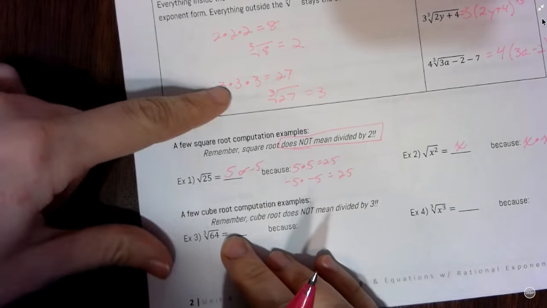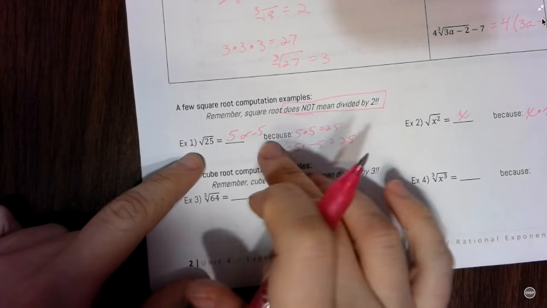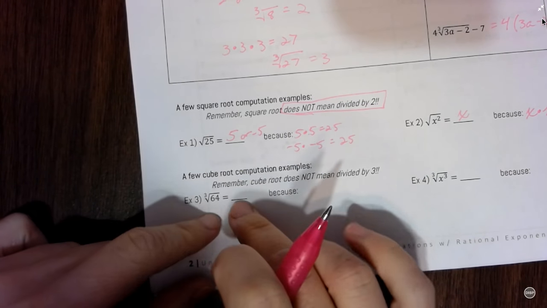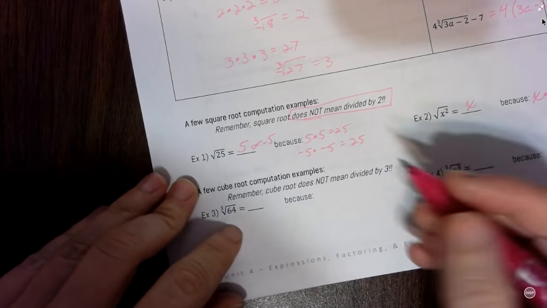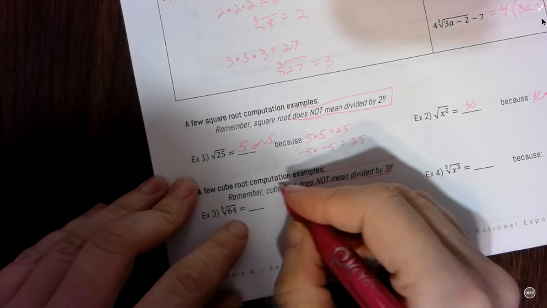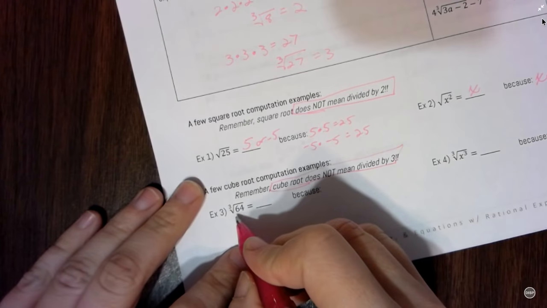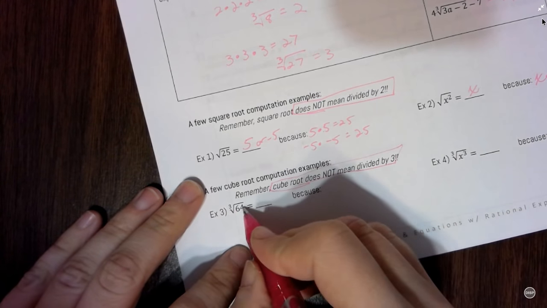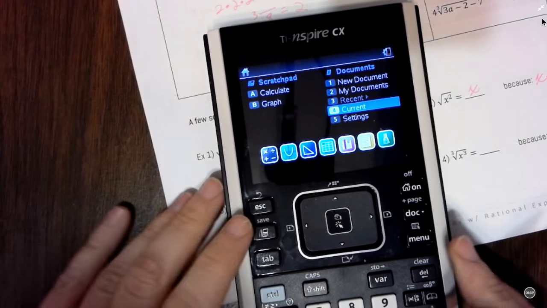So I gave you a few right here. Notice when you take the square root of a number, you can get 2 answers potentially. With cube root, there's only one real answer, but it does not mean divide by 3. So what times itself 3 times gives me 64? If you're not sure, tap it in your calculator.